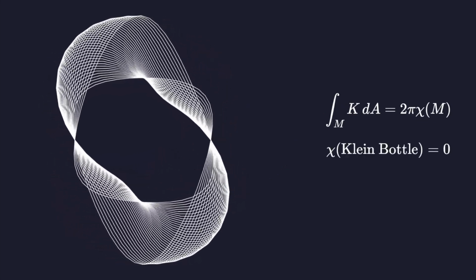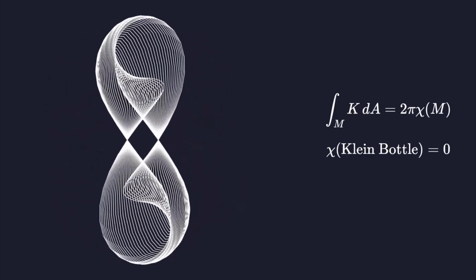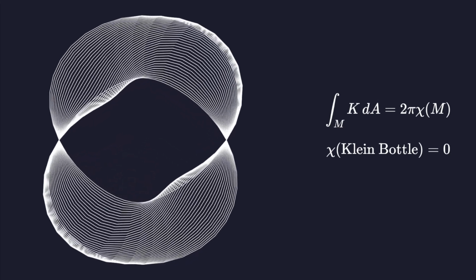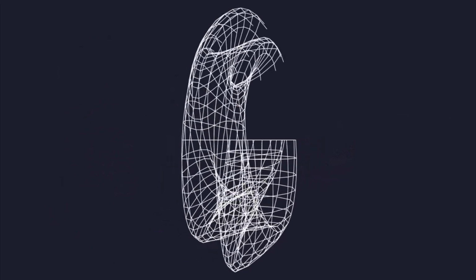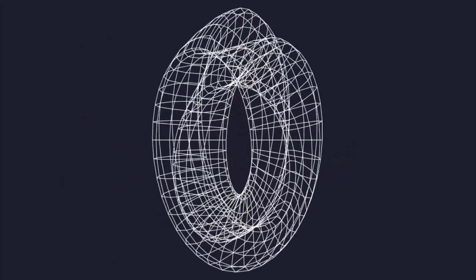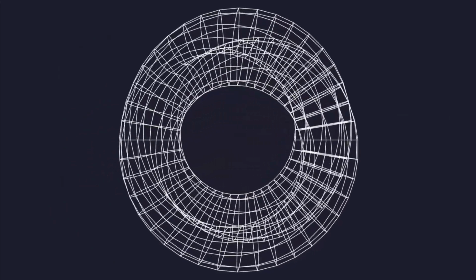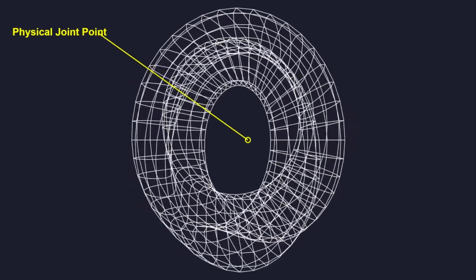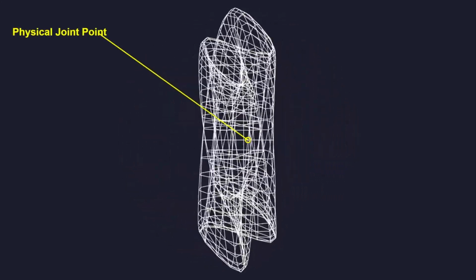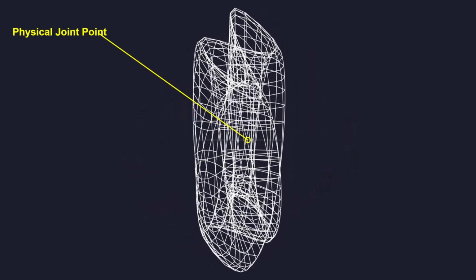Integrating the total Gaussian curvature over the Klein bottle yields 0, matching its Euler characteristic. This topological invariant remains unchanged, regardless of the embedding dimension. Any physical attempt to manufacture a true Klein bottle out of standard matter is fundamentally limited by 3-dimensional space, forcing structural compromises like joints or holes.